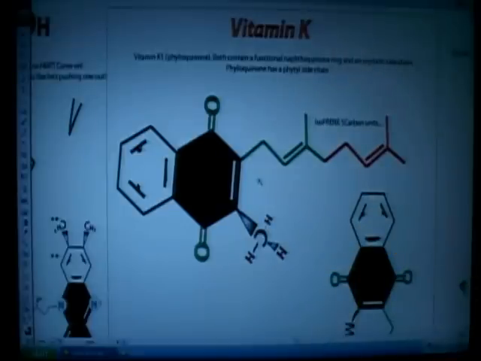So to draw this in a way that we can remember, have more fun with it. Kind of looks like a cricket with a long leg, doesn't it? So vitamin K. I think these are useful little things to remember cartoons by.